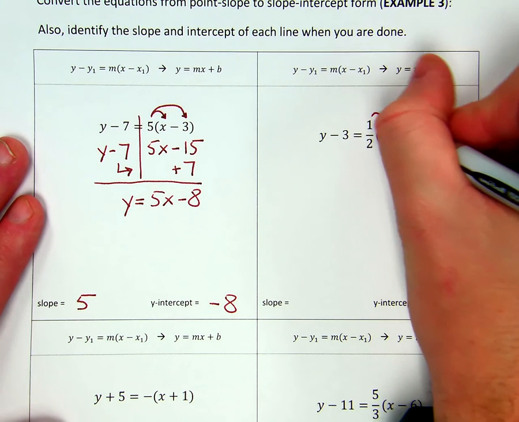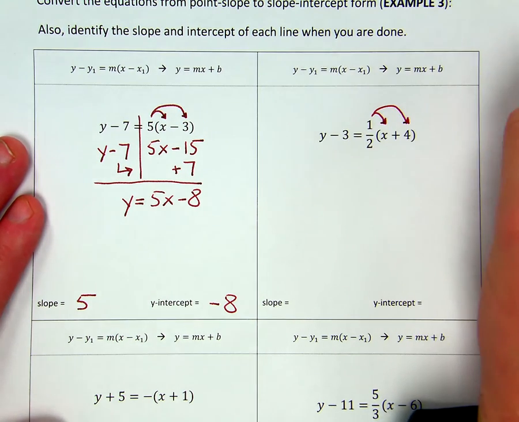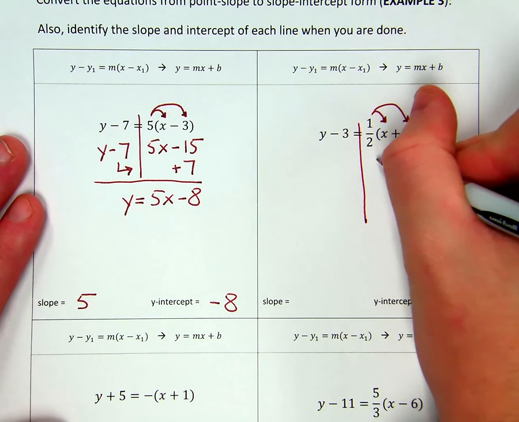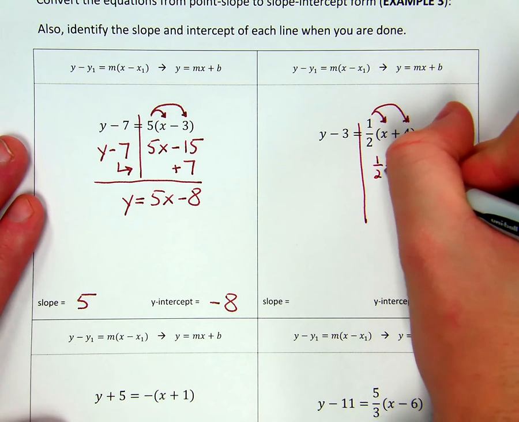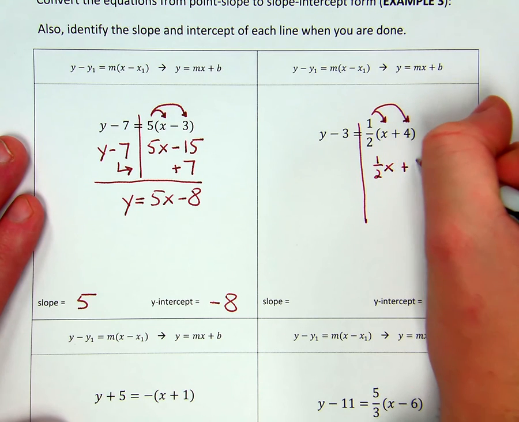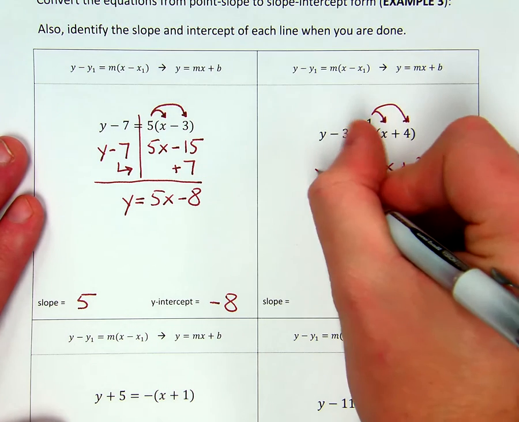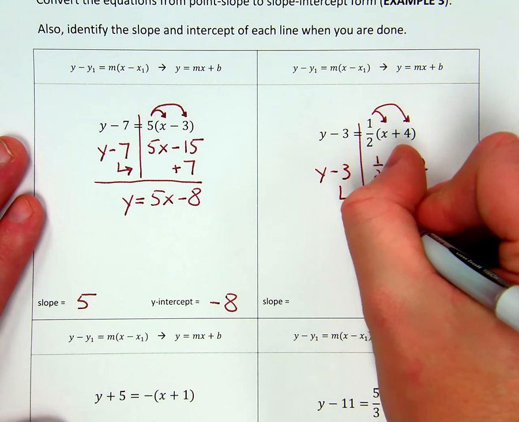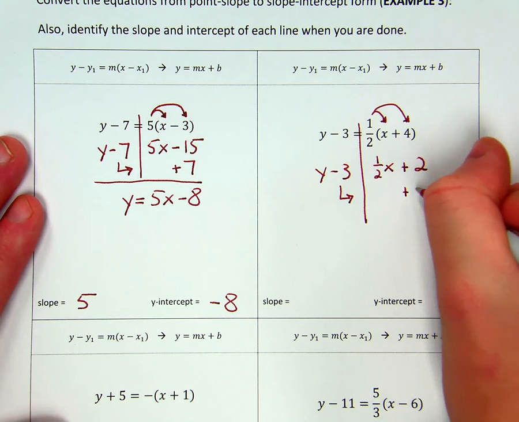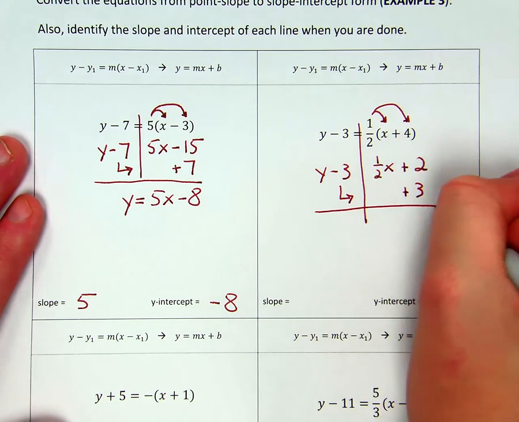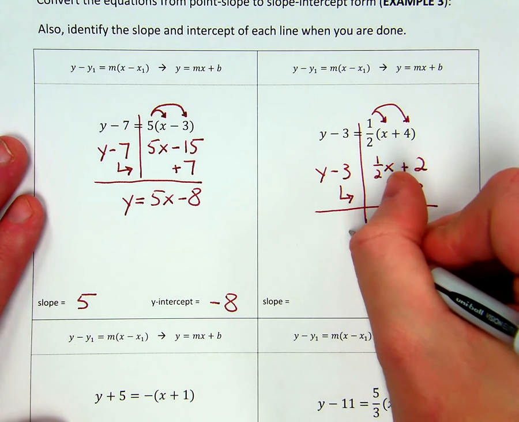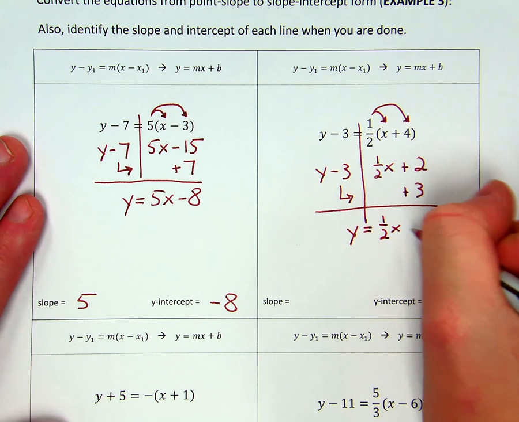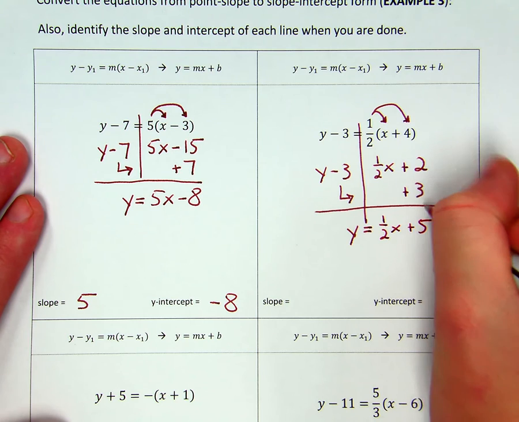The next problem follows the same steps. Distribute and then isolate the y. 1/2 times x is 1/2 x, and 1/2 times 4 is positive 2. We still have y minus 3 on the left side of the equation. We're going to move this minus 3 over to the right side and make sure we line it up correctly under the 2. Our final answer will be y equals 1/2 x plus 5.